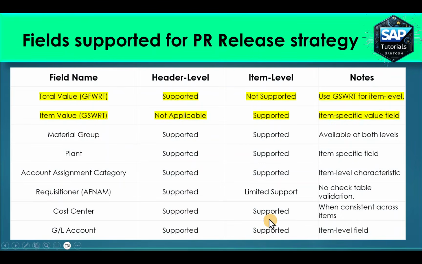As I have already shown, these two are going to be very important: GFWRT and GSWRT. If you want to use the item level release strategy, then focus will be on GSWRT, and if you want to use the header level, then focus will be on GFWRT for the price, I mean currency. And the rest of the fields you can see almost support both, so we will see that.